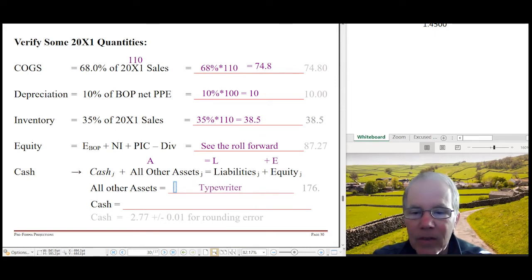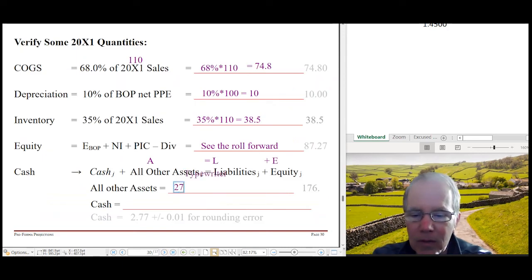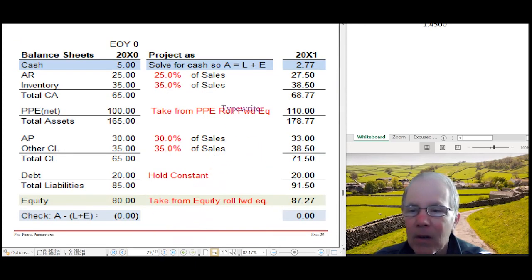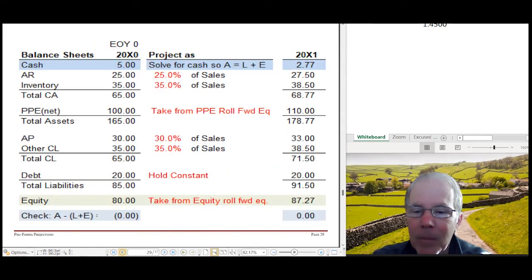And let me show you how I got 176. So it's equal to 27.5 plus 38.5 plus, I've got to get my PPE net in there. And where's my beautiful PPE net? 110. Okay. Plus 110. And that's equal to 176. All right. So now my cash is equal to liabilities plus equity minus 176. So let me get my total liabilities here, 91.5.